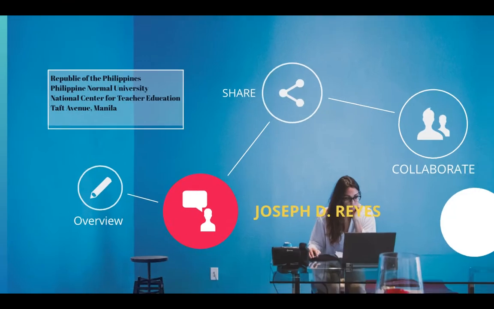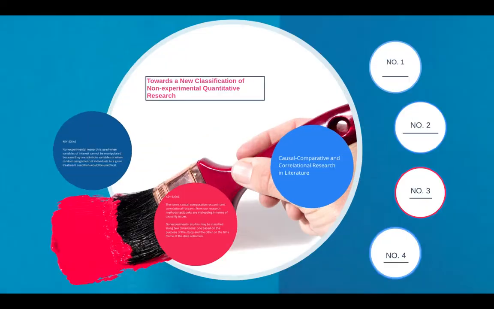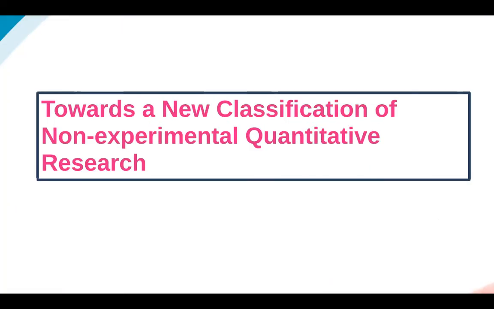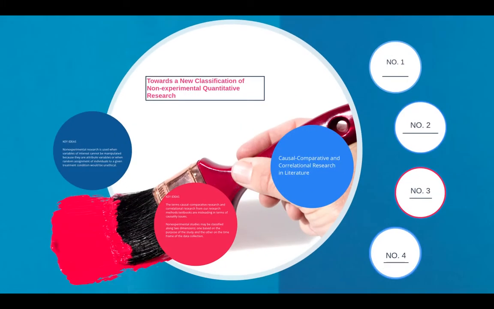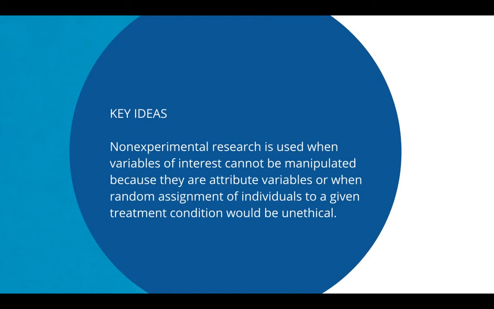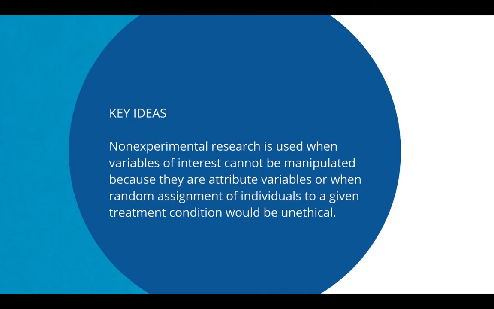And to start with, let's have now an overview about a new classification of non-experimental quantitative research. But before that, let us identify the different key ideas for this discussion. Number 1. Non-experimental research is used when variables of interest cannot be manipulated because they are attribute variables, or when random assignment of individuals to a given treatment condition would be unethical.